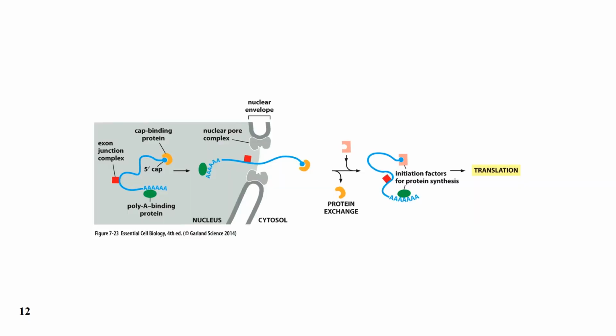Once processing of a pre-mRNA is complete, proteins associate with the cap and the poly A tail, and those proteins are involved in the movement of the now mature mRNA from the nucleus to the cytoplasm. Note that the protein that is associated with the 5' methyl G cap, once in the cytoplasm, is removed and it is replaced by a different cap binding protein known as an initiation factor that will facilitate or make more efficient the process of translation.